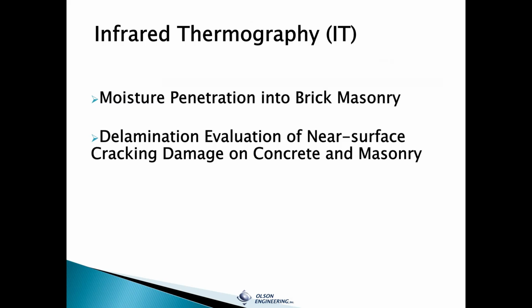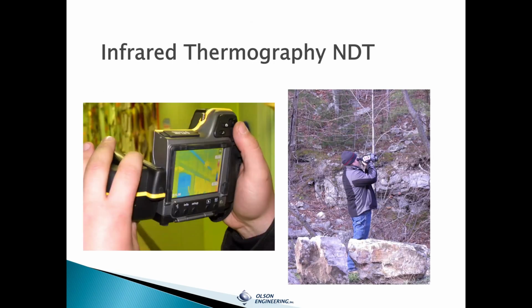So infrared thermography, shifting gears. We've done moisture penetration studies into brick masonry for wind-driven rain. You can also look for near-surface cracking damage and delaminations in both concrete and masonry. So infrared cameras are out there. You can even get relatively economical ones that do a pretty good job by FLIR that go on an iPhone or an Android phone. If you want zoom and other capabilities with even higher resolution of the changes in surface temperature, you can get a more expensive camera. FLIR is one of the good makers of this. There's a number of manufacturers of infrared cameras out there.